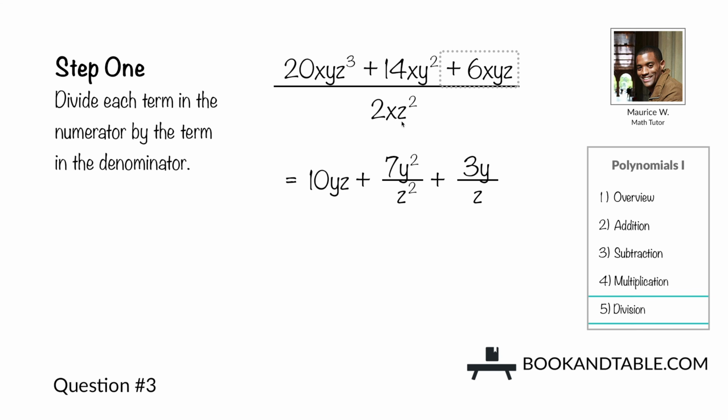Then we have 6xyz divided by 2xz squared, giving us 6 divided by 2, which is 3. X divided by x is 1, so let's cancel each other out. We keep our y from the numerator since it's not being divided by another y. And z divided by z squared gives us z to the negative 1, which is equal to z to the positive 1 in the denominator. So the quotient is equal to 10yz plus 7y squared over z squared plus 3y over z.